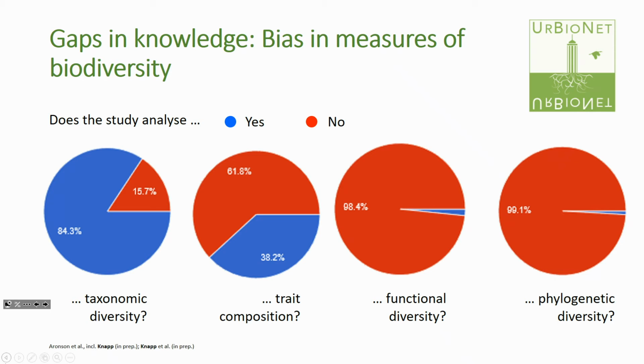Also, this research is heavily biased towards the analysis of certain biodiversity indices. We asked in our review, looking at the different studies that we reviewed, does the study analyze taxonomic diversity, trait composition, functional diversity, or phylogenetic diversity, yes or no? Yes, you can see in blue; no, you can see in red. And you nicely see that most of the studies do investigate taxonomic diversity, more than 80% do. But when we come to trait composition, more than 60% don't look at it. And it gets even worse if we look at functional diversity and phylogenetic diversity. I presented some papers to you, but if we look at the broad urban biodiversity literature, then nearly 100% of these papers look at neither functional nor phylogenetic diversity. So here are still large gaps in our knowledge.